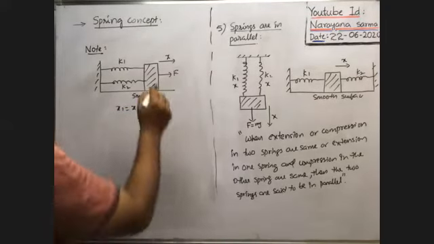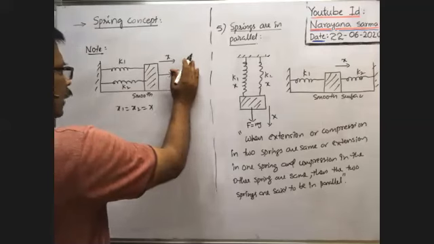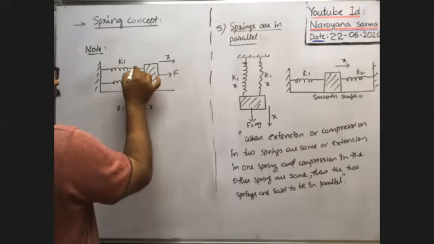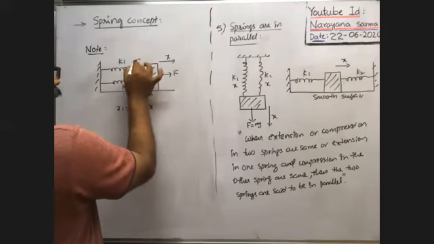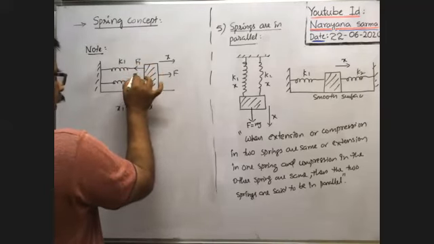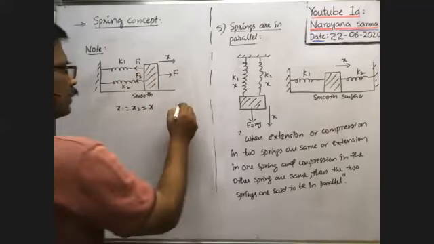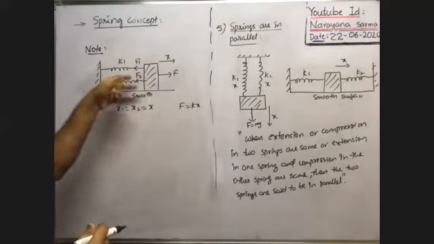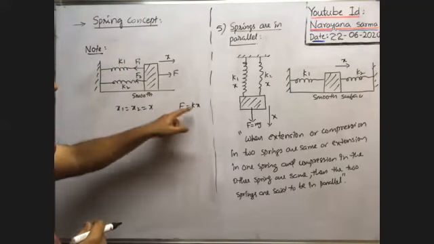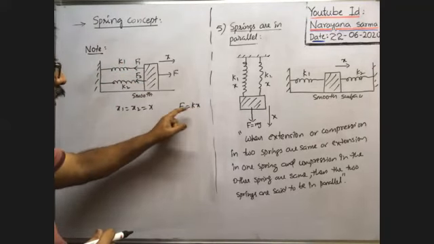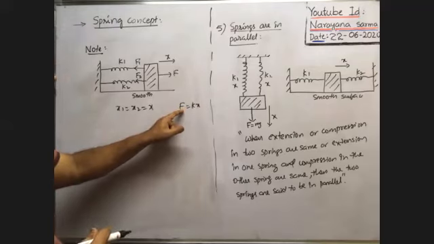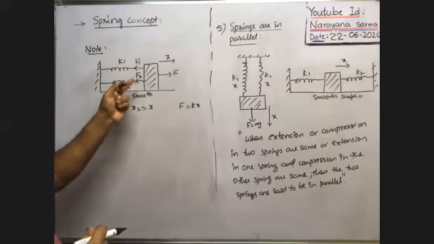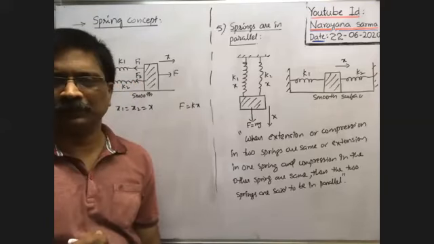But whenever it is displaced through a certain distance here, immediately, because of extension, some spring force is developed. The spring force developed in the first spring is say F1, second spring is say F2. Because F is equal to Kx, extension is the same in both the springs. K are different. When extension is the same and K are different, definitely spring forces are also different. That's why in this spring the spring force developed is say F1. In this spring, the spring force developed is say F2.